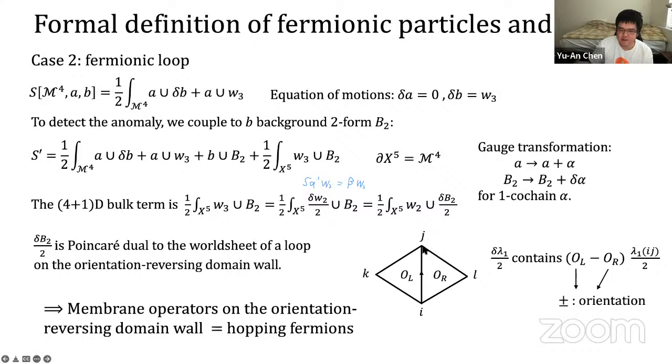So on the orientation reversing wall, the delta lambda 1 divided by 2 gives you the lambda on this ij. This is the lower dimension picture for this term. So for delta b divided by 2, we can think of it as the wall shear of a loop excitation on the orientation reversing domain wall. We can interpret this W3 cup B2 as the W2 cup the domain wall configuration, which means the domain wall must carry a fermion. So from this argument, we say the membrane operator on the orientation reversing domain wall equals the fermion hopping. This justifies our previous definition two.